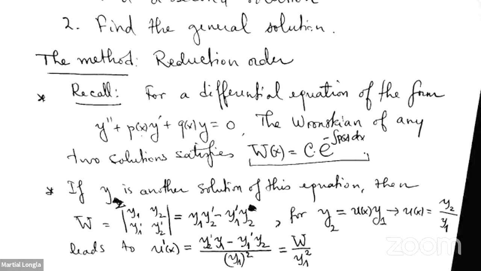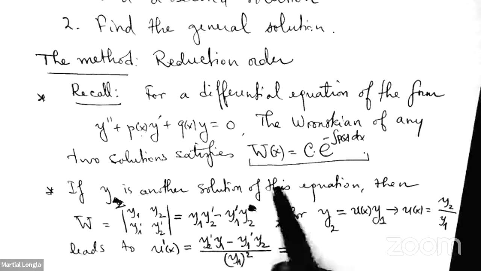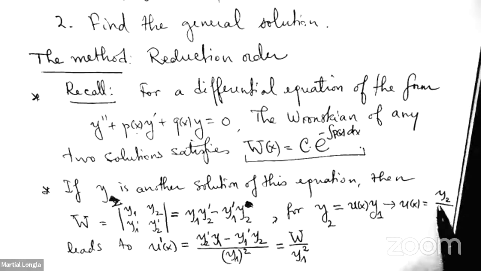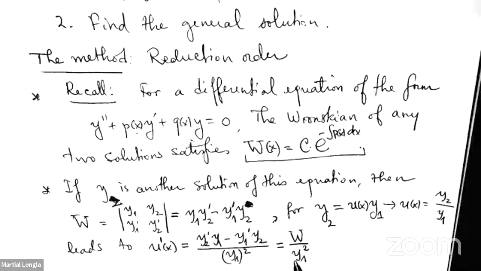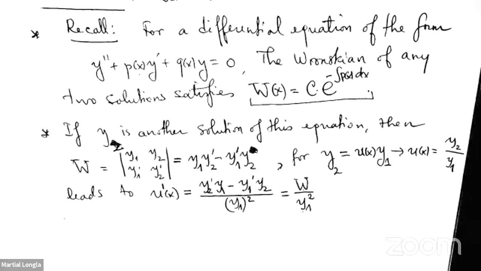So if I'm looking for y2, which is another solution of this equation, in the form u of x times y1, where y1 is the known solution, then the derivative of u is w over y1 squared. That's pretty good. And so this gives me a hint on how to solve this problem.